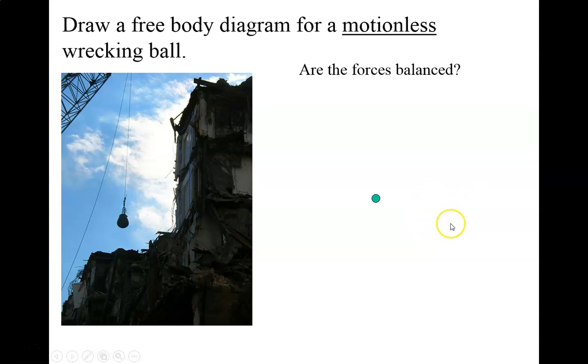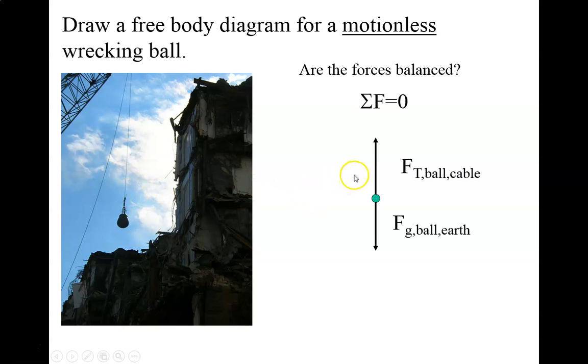So let's look at a wrecking ball. Are the forces on the wrecking ball balanced or unbalanced? It's motionless, so it would be balanced. So the sum of the forces has to equal 0. They have to cancel out. So forces that are acting on my wrecking ball, if I draw a little box around it, forces that are going through the box, there would be a force of gravity on the wrecking ball by the Earth, and there would be a force of tension on the wrecking ball by the cable. Okay, and am I missing anything?